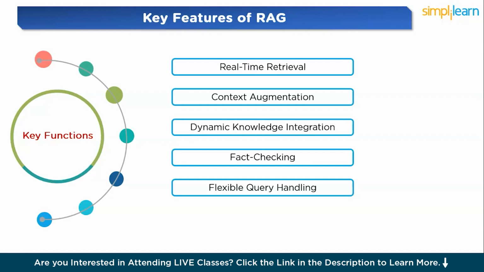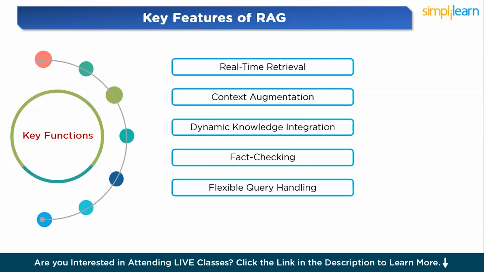The third one is dynamic knowledge integration. Here, RAG integrates external knowledge dynamically, which means that it can handle situations where the model's internal knowledge might be outdated or insufficient. So here, the model can rely on real-time data from external sources to make its response more accurate. The fourth one is fact checking. Since RAG fetches real-world documents to augment responses, it also offers a high level of factual accuracy, reducing the chance of hallucination, which means incorrect or fabricated responses, when you're comparing it to models relying solely on training data.